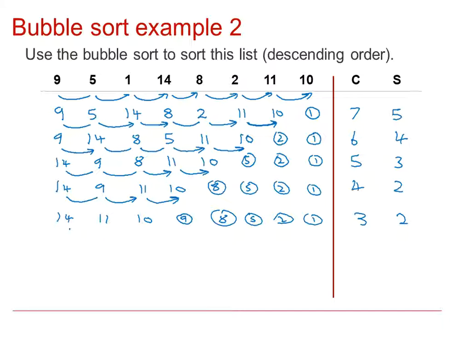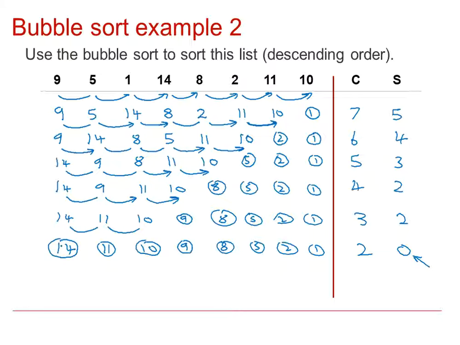So comparing 14 with 11, no need to swap. Comparing 11 with 10, no need to swap. And the algorithm says stop when there are no swaps in a pass. So that means at the end of that pass, we can now stop. We made 2 comparisons and neither of them were swaps, and that's when we know we can stop. So we have all the numbers in descending order.